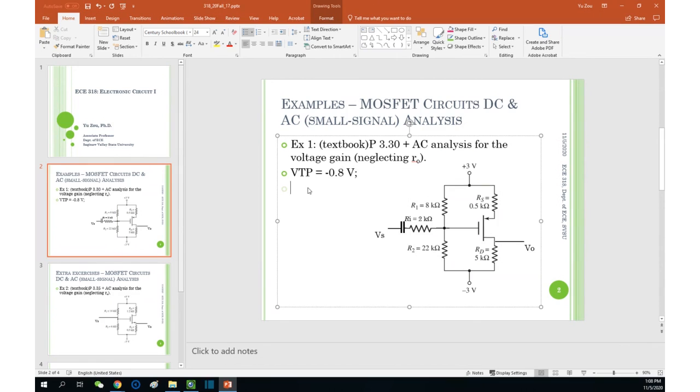And also, you need KP, right? KP equals 80 ampere per voltage squared. Pretty cool. I think you just need these two more parameters, right? And then you have all of the resistance values labeled, and then I think that's all.